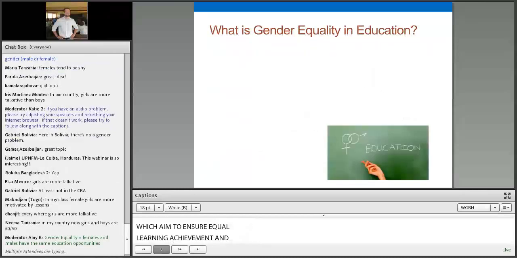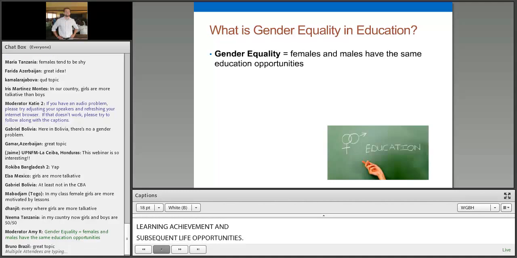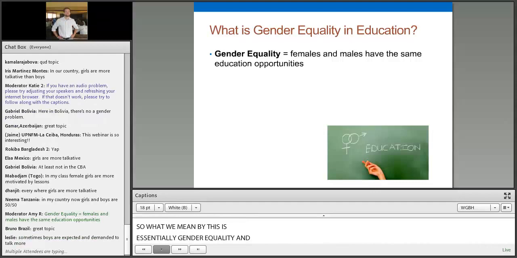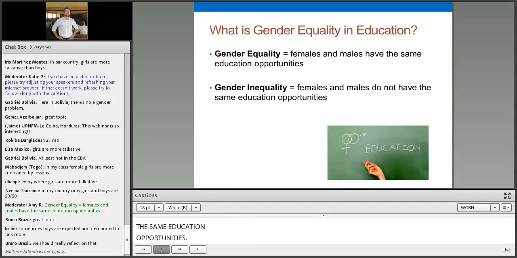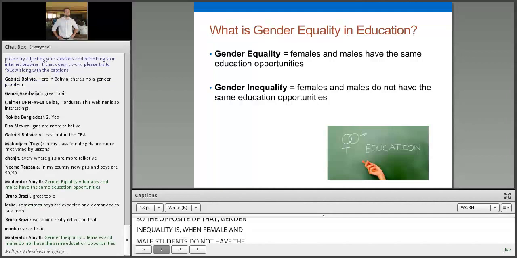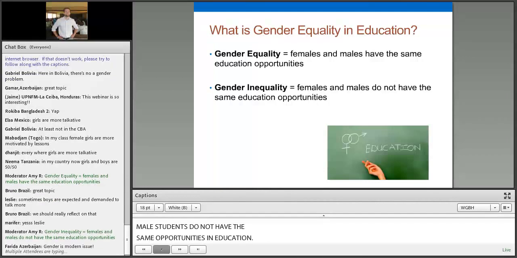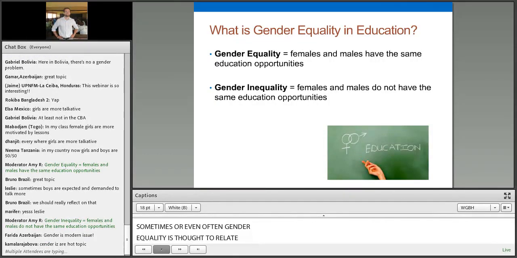So what we mean by this is essentially gender equality in education is about providing female and male students with the same education opportunities. So the opposite of that, gender inequality, is when female and male students do not have the same opportunities in education. So this is important because sometimes, or even often, gender equality is thought to relate only to women. However, it is in fact about both women and men.